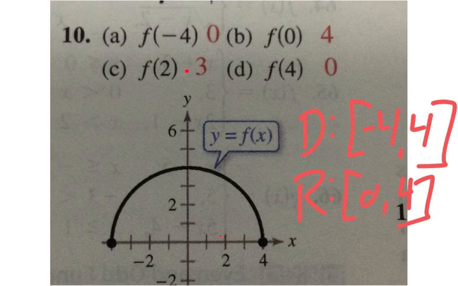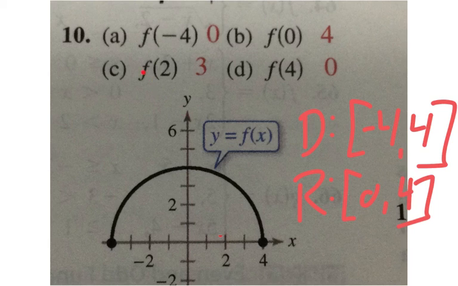Okay, then they ask me these 4 questions, right? So what's the function evaluated at -4? So when my x value is -4, what's the y value? 0. Next, what's the y value when x is 0? So I go to where x is 0, the y value is 4.